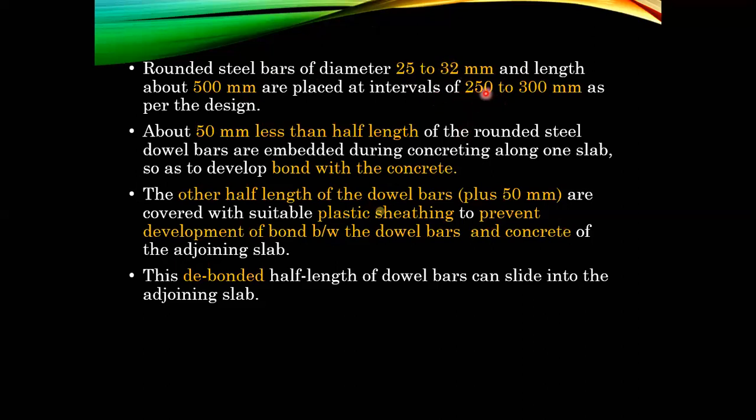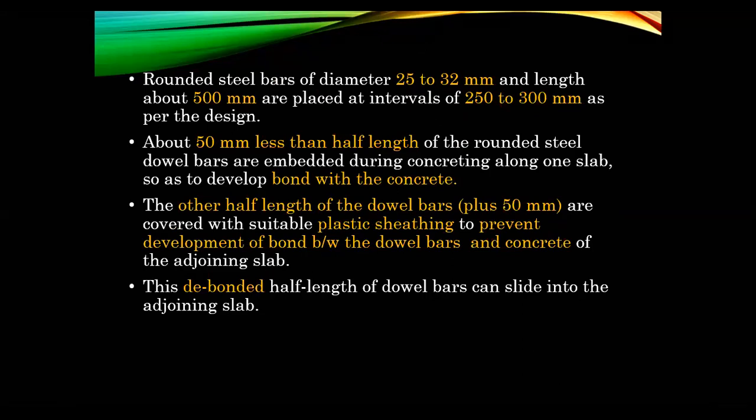And what is the spacing? Spacing between two bars is 250 to 300 mm. Okay, I'll just show the figure. Suppose, assume this is a slab in the movement direction. How is the vehicle moving? The vehicle is moving in this direction. This is the direction of movement of the vehicle. How are you providing the slab? The slab will be provided, and this is the joint. Assume this is one joint.